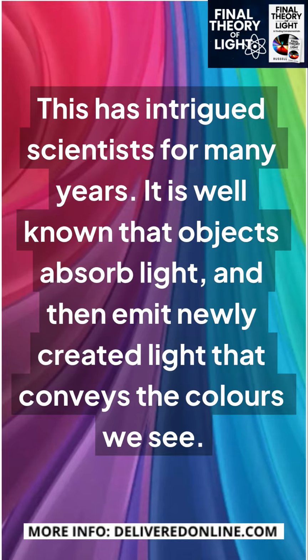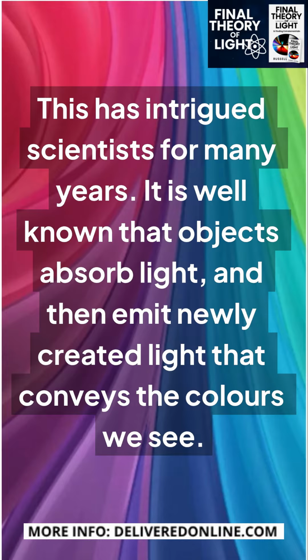How are colors emitted from objects? In this video we answer the question, how exactly does a red wall emit the color red and no other color? This has intrigued scientists for many years. It is well known that objects absorb light, and then emit newly created light that conveys the colors we see.